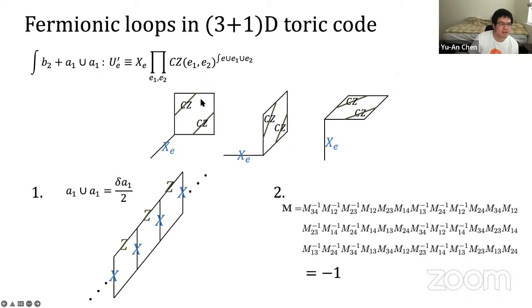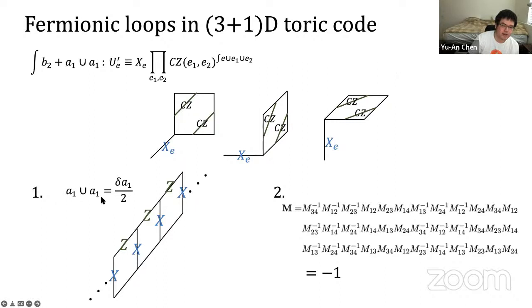We can verify this operator. This is the X on this link and the control Z on these two, and these two, and these two, and these two. When we plug this into the Hastings and Fidkowski process, this gives you minus one. We can also see it from a domain wall, because we can use the identity that when A1 is closed, we have A1 cup A1 equal to delta A divided by two.